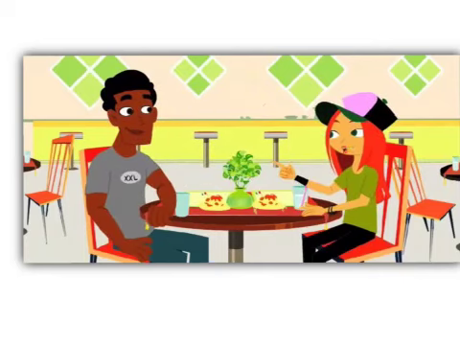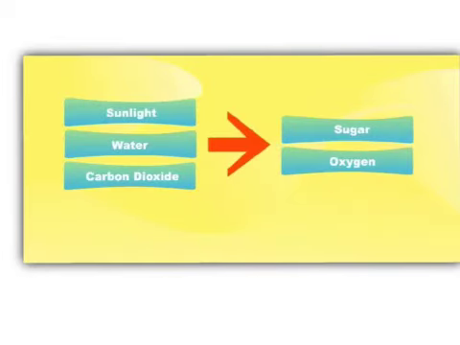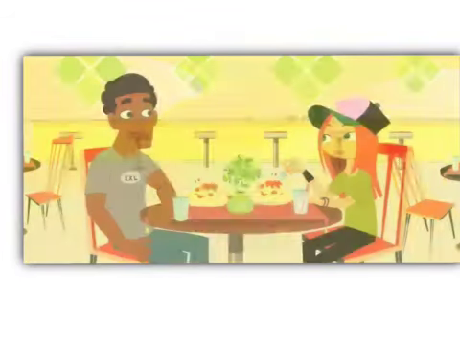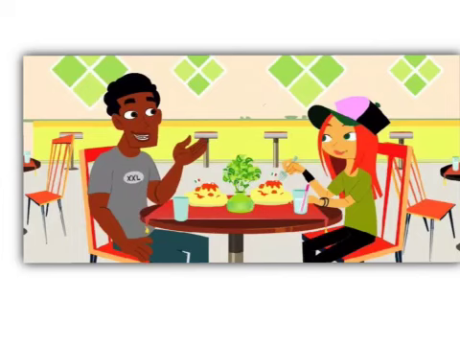Photosynthesis is one of the coolest processes scientists know about. So, plants use photosynthesis to turn sunlight, water, and carbon dioxide into sugar and oxygen. The oxygen is used by other living things, and for us, that's quite the breath of fresh air.